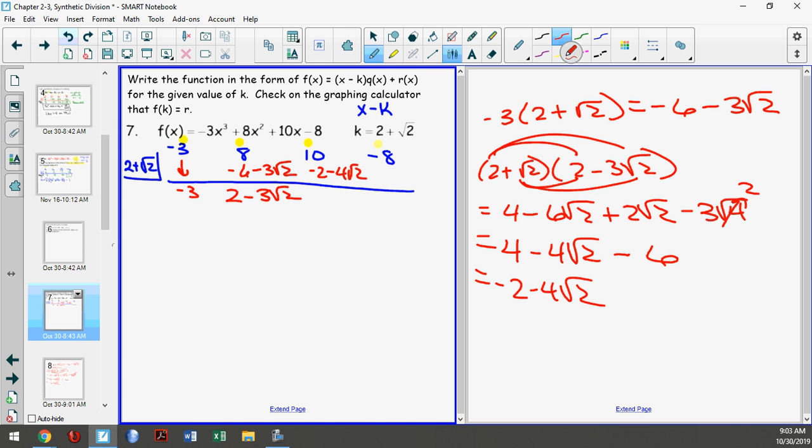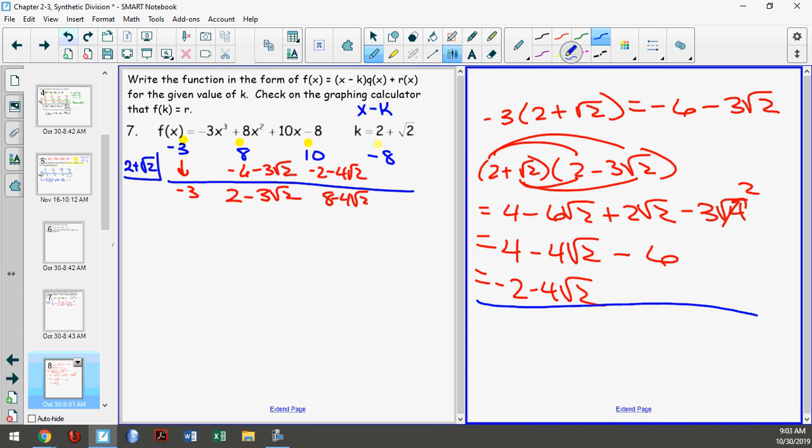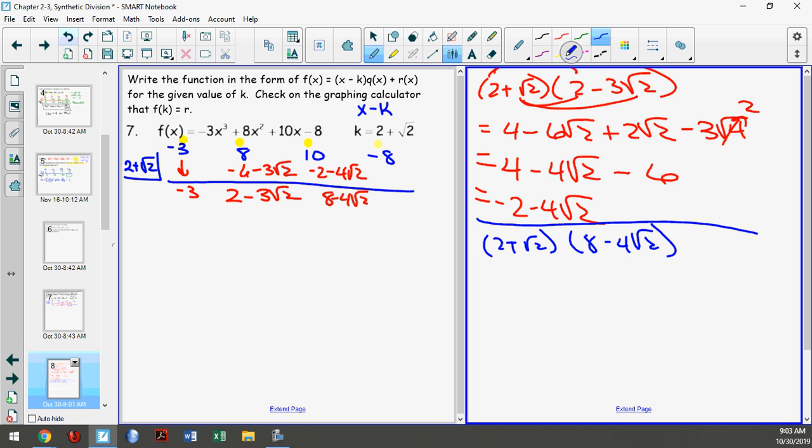So what is 10 take away 2? Yep. So now I have to do this all over again. So that's going to be 2 plus the square root of 2 times 8 minus 4 square roots of 2. Yes? So that's 16 minus 8 square roots of 2 plus 8 square roots of 2 minus 4 times 2. Yes?